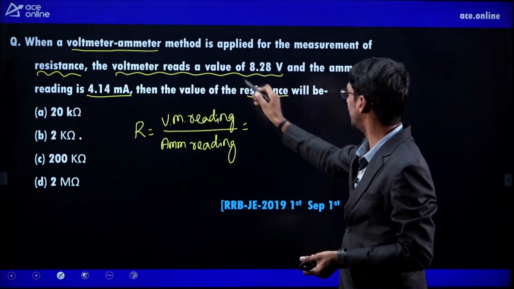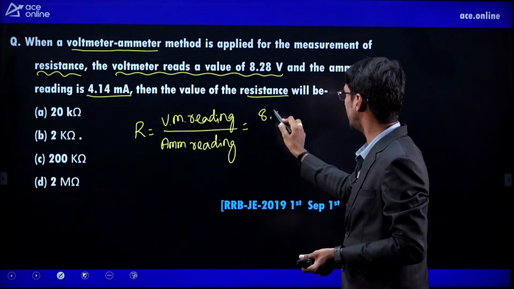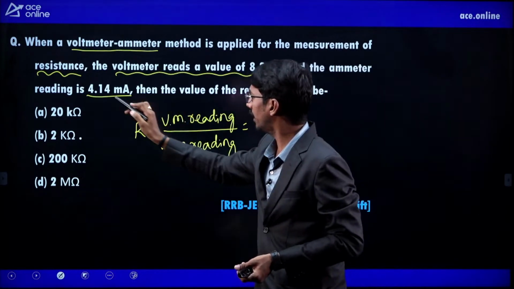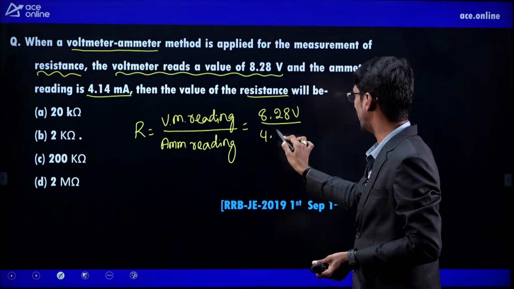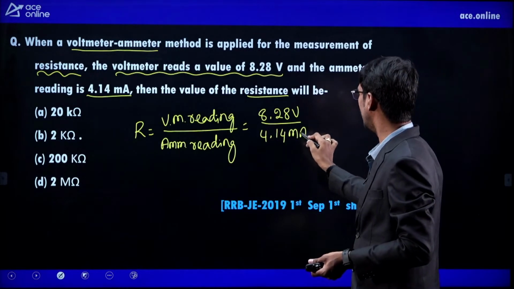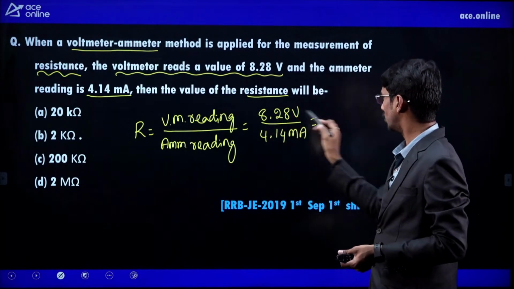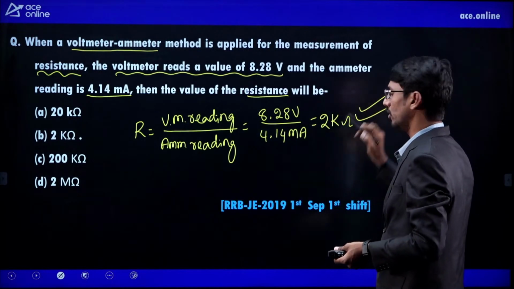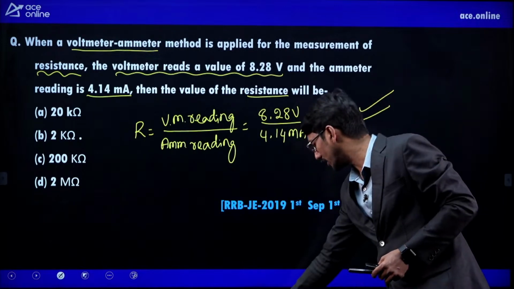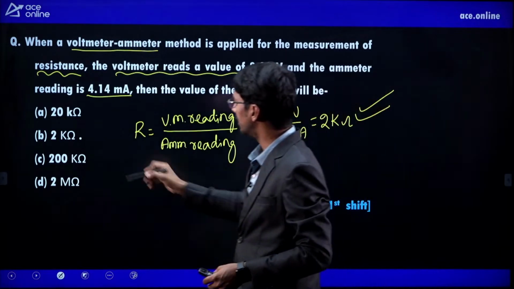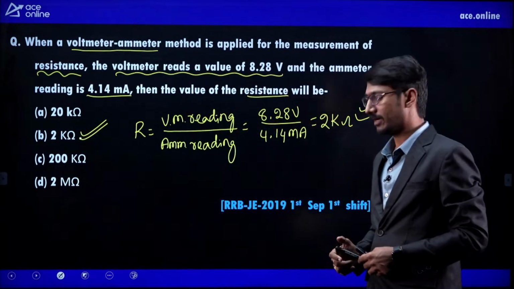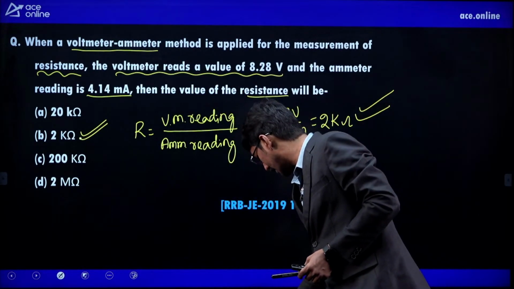What is the voltmeter reading? 8.28 volt by the current value, the ammeter reading, 4.14 milliampere. It will be 2 times, with the milli in the denominator, so simply 2 kilo ohm. Direct answer is 2 kilo ohm. So yes, the answer is this 2 kilo ohm. Clear?